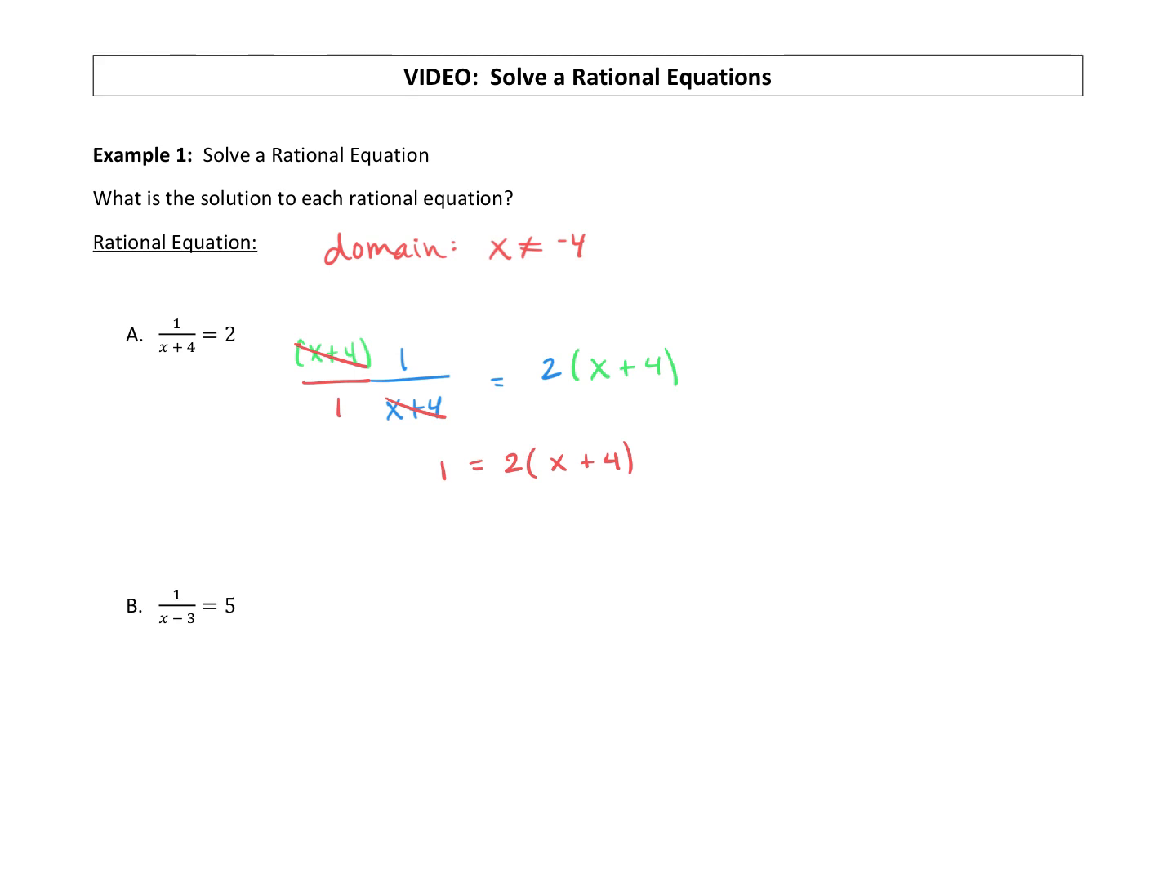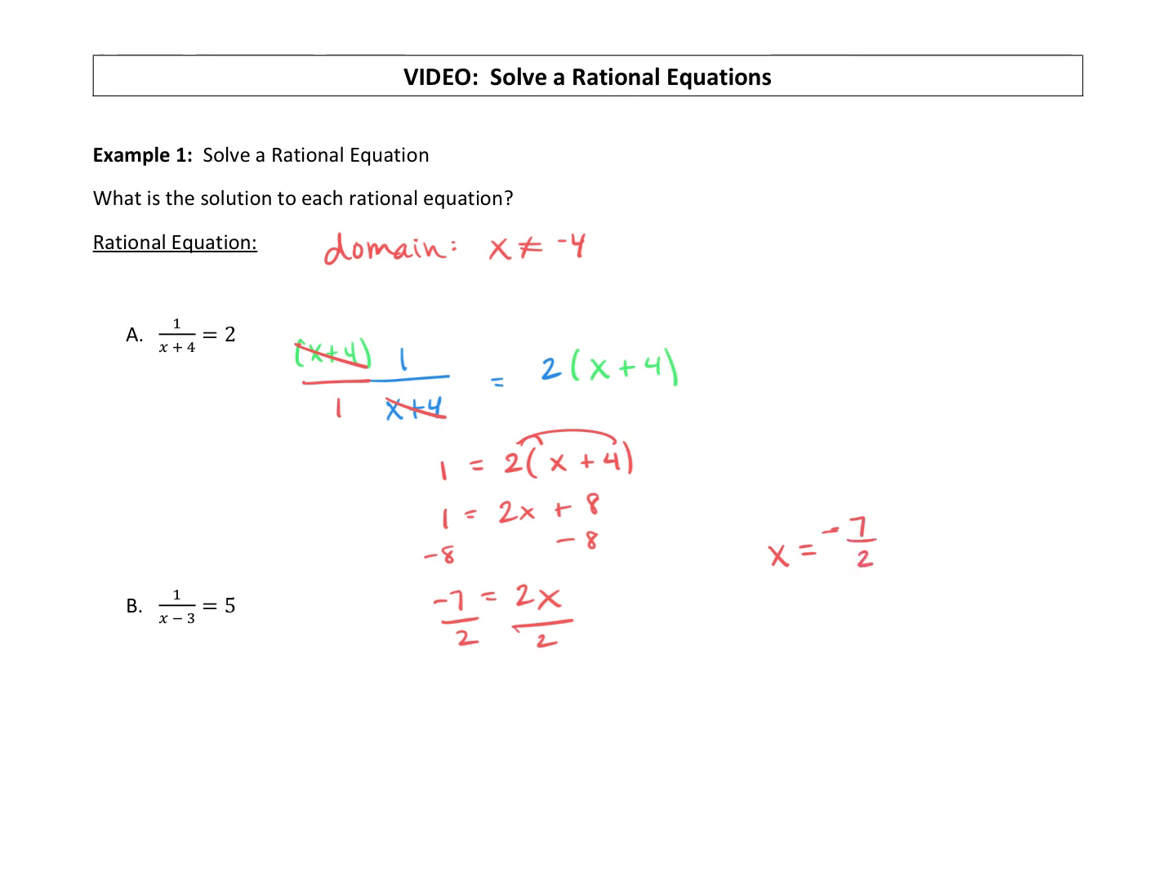Now to solve from here, you guys know what to do. We would distribute that 2. So 1 equals 2x plus 8, since 2 times 4 is positive 8. Let's go ahead and solve for x. We'll subtract 8 from both sides. We get negative 7 is equal to 2x, and divide both sides by 2, and we get x equal to negative 7 halves.